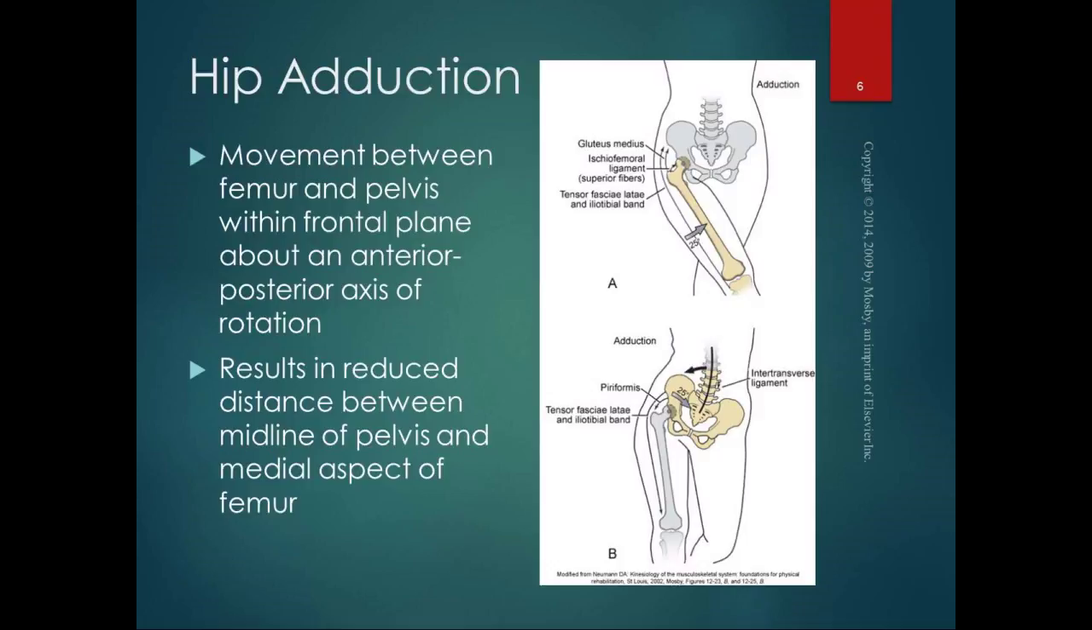So open chain hip adduction, the femur moves in towards the midline. Closed chain hip adduction, the contralateral side of the pelvis drops down, so the midline of the pelvis moves towards the midline of the femur.